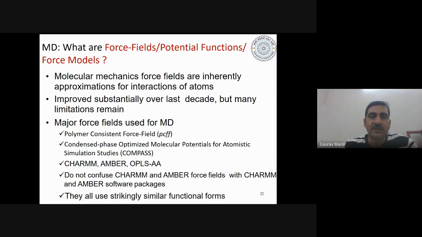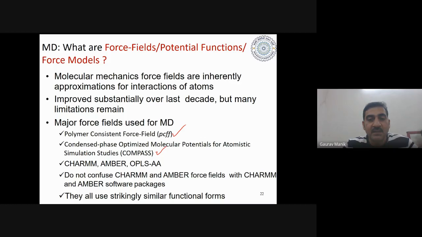Molecular mechanics force fields are inherent approximations for interactions of atoms. These have been improved substantially over the last decade, but there are some limitations which are still left. Major force fields used by different researchers are PCFF, which is the polymer consistent force field. Another famous one, also used by several researchers, is COMPASS, which stands for condensed-phase optimized molecular potentials for atomistic simulation studies.